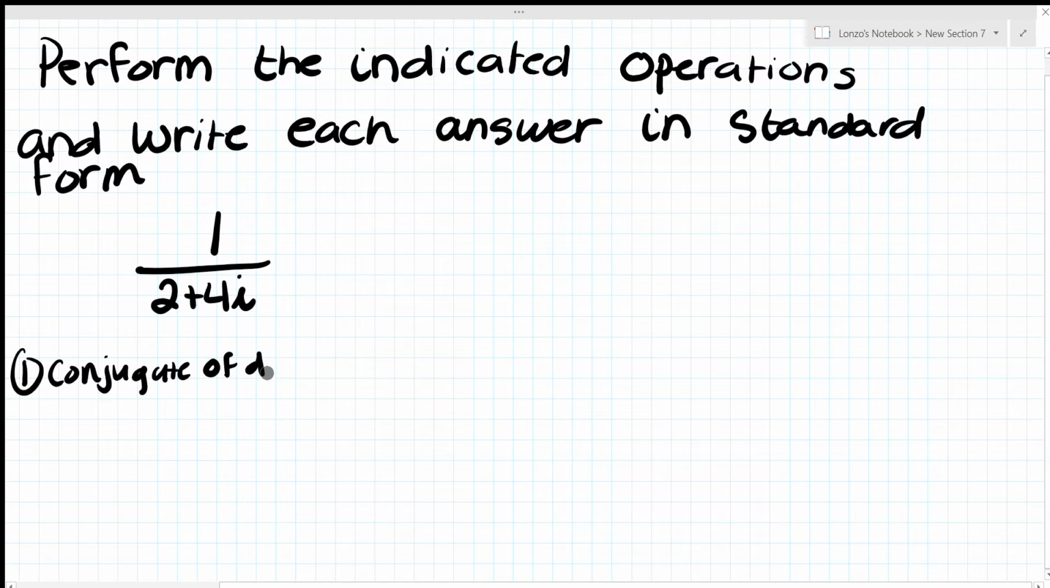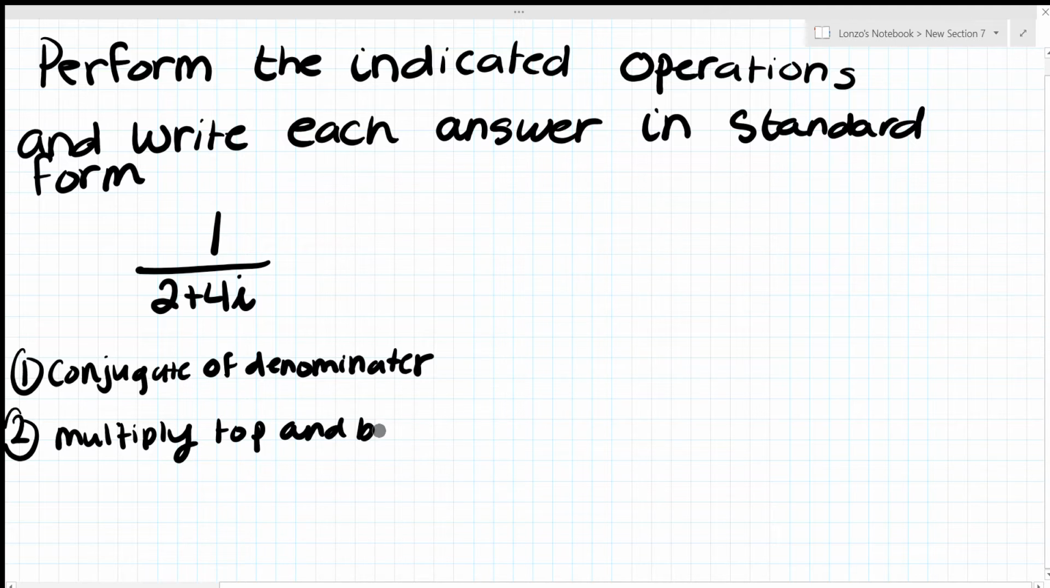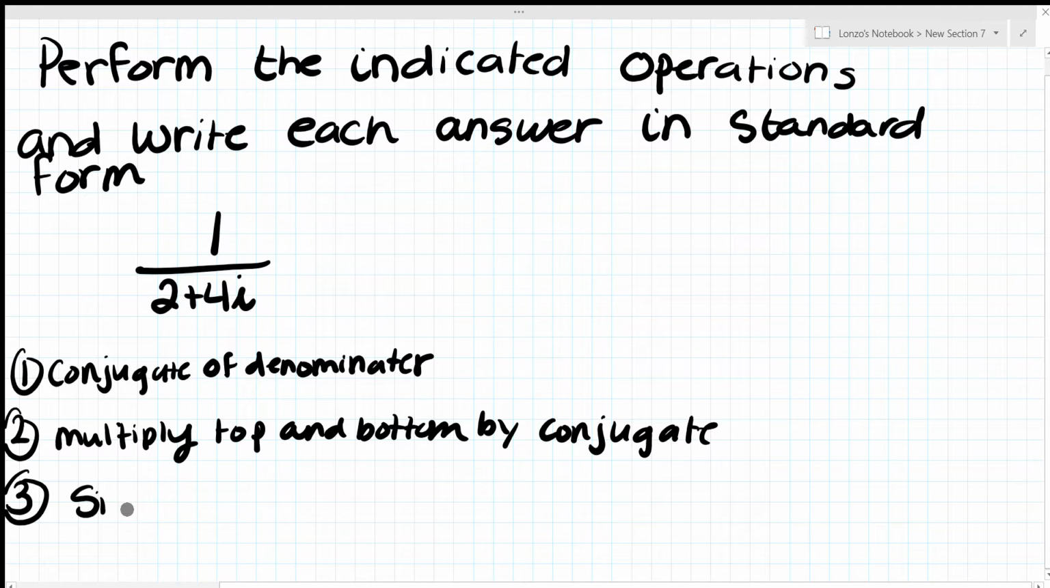Sometimes you have to take the conjugate of the numerator or denominator. So in this case, it's just going to be our denominator. So you take the conjugate of that, and then you multiply top and bottom by the conjugate. And then just simplify. And sometimes you have to take the conjugate twice.